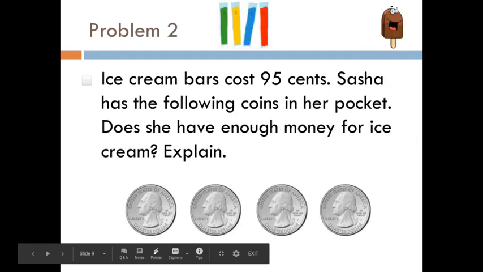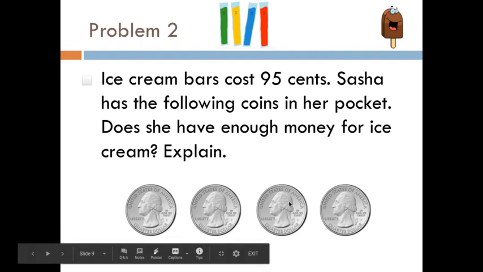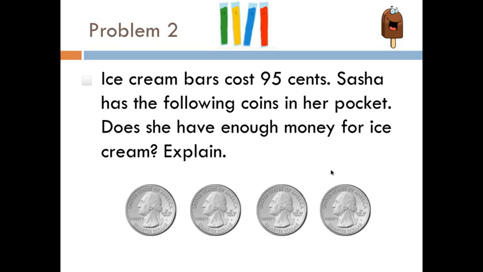Ice cream bars cost 95 cents. Sasha has the following coins in her pocket. Does she have enough money for ice cream? Do you all know how much money Sasha has right there? Let's take a look. She's got 1, 2, 3, 4 quarters. We know that 1 quarter is worth 25, so we're going to count by 25s. 25, 50, 75, $1. Is $1 enough money to buy a 95-cent ice cream bar? Yes, it is, because $1 is equivalent to 100 cents. So she has 100 cents, or we can say $1, and she has enough to buy an ice cream bar.